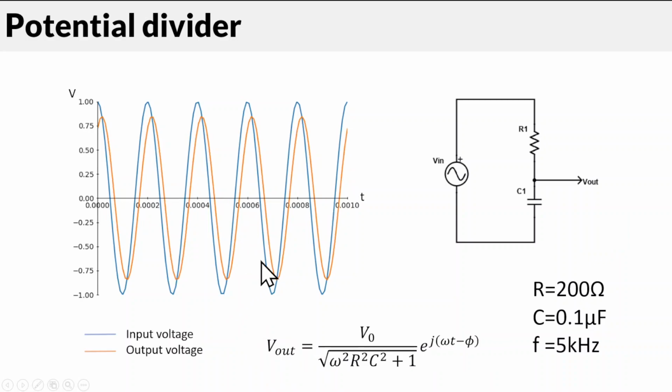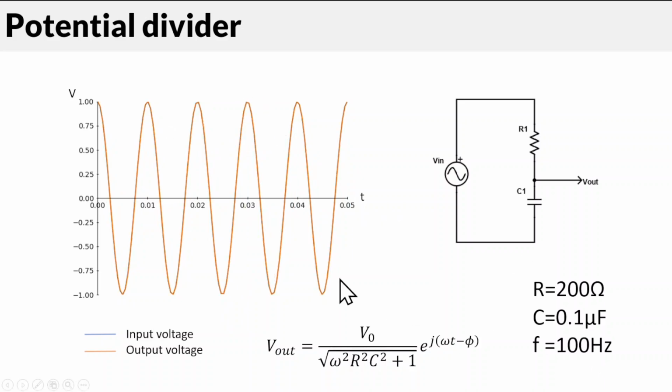Okay, as we go even lower in frequency, so now we have 5 kilohertz, the orange curve is getting closer and closer to the blue curve, and eventually I'm hitting 100 hertz here, so it's still oscillating, but we are more or less following the input voltage. This is such a small number that mostly the 1 is dominating here, and the phi is close to 0.